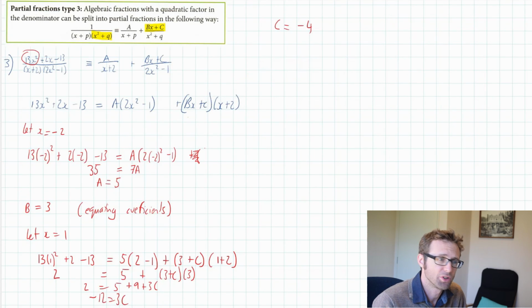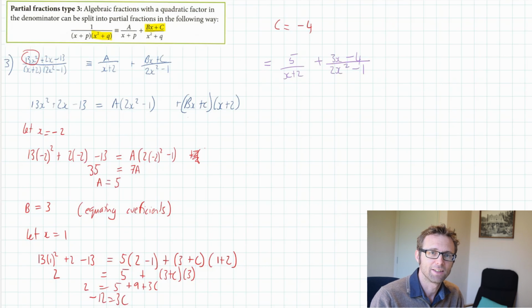So we're now in a position to write this as partial fractions. So I'm going to say a, which is 5, over x plus 2, plus now bx plus c, so that is 3x minus 4, because c is minus 4, over 2x squared minus 1. And that is our final answer for that.